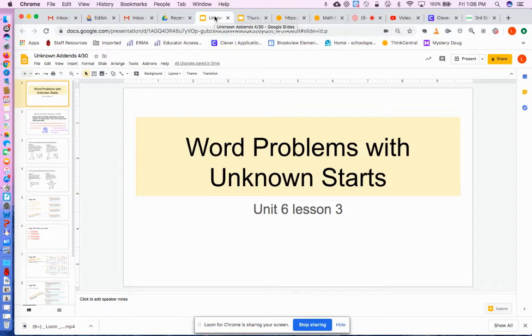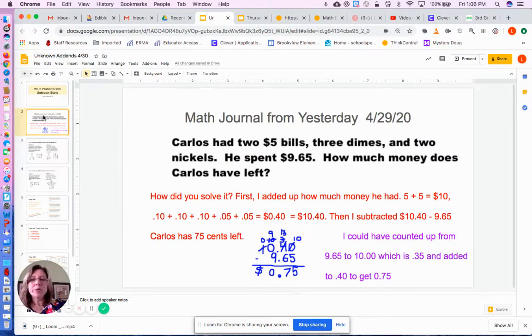Hey, third graders, today's lesson is called Word Problems with Unknown Starts. We are going to look at yesterday's journal question. So flip open your math journal and make sure you're on the page for April 29th.